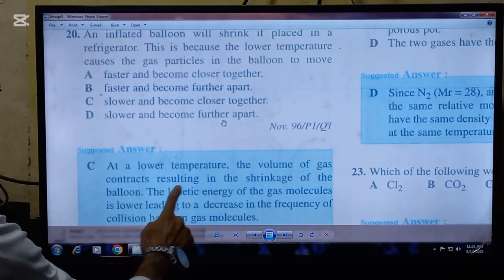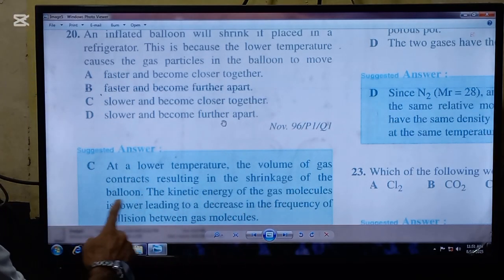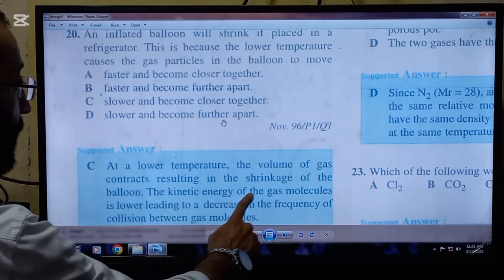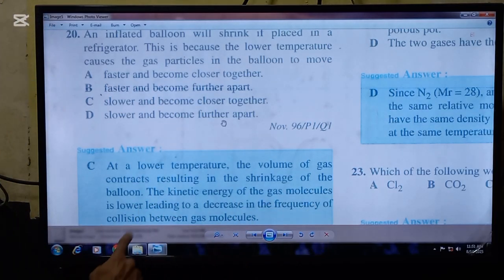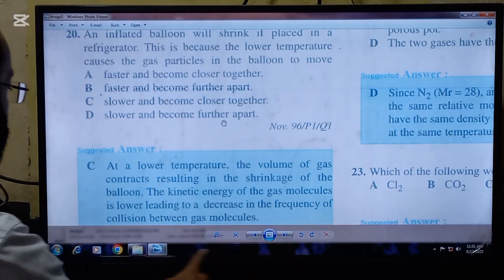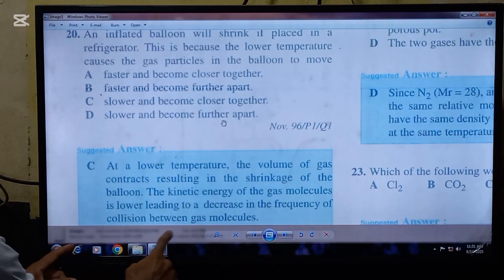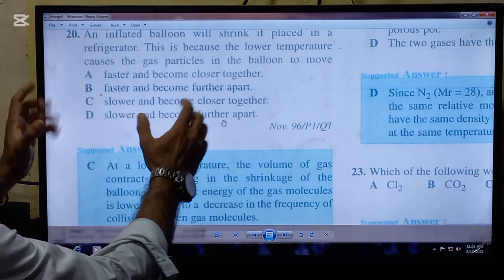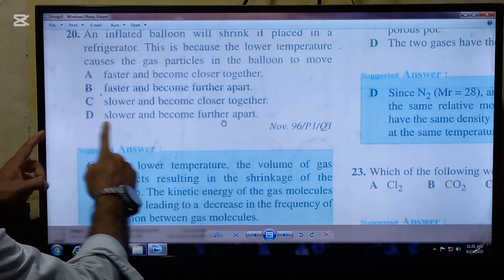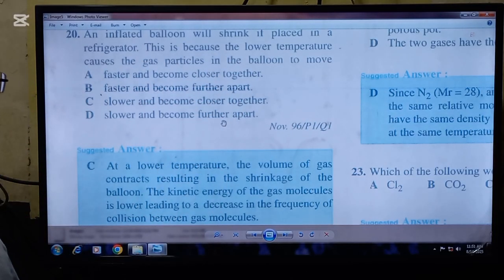At a lower temperature, the volume of the gas contracts, resulting in the shrinkage of the balloon. The kinetic energy of the gas molecules is lower, leading to a decrease in the frequency of collisions between the gas molecules. So that's why the balloon will shrink. So C is the answer.